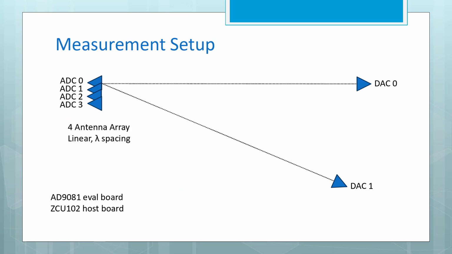Here's the measurement setup that we'll be using. On the left, you can see 4 antenna elements, a linear array with lambda spacing between the antenna elements. Each of those receive antennas feeds one of the ADCs on the eval board. On boresight, we have a transmit antenna, which is being fed by DAC 0, and then 30 degrees off of boresight, we have another transmit antenna that is being fed by DAC 1. As I said, this is using the Analog Devices AD9081 eval board that's being hosted by a Xilinx ZCU102 host board.